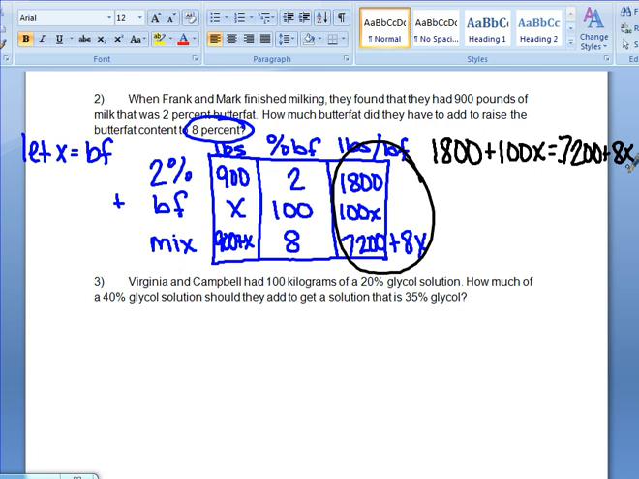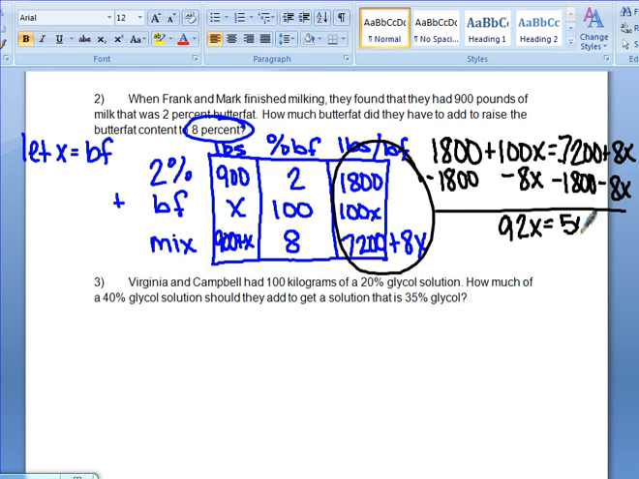In order to solve for x, I'm going to subtract 8x from both sides, and I'm going to subtract 1,800 from both sides. That's going to give me 92x equals 5,400. And in order to solve for x, we divide by 92. And x is going to be 58.7, and that's 58.7 pounds of butterfat.